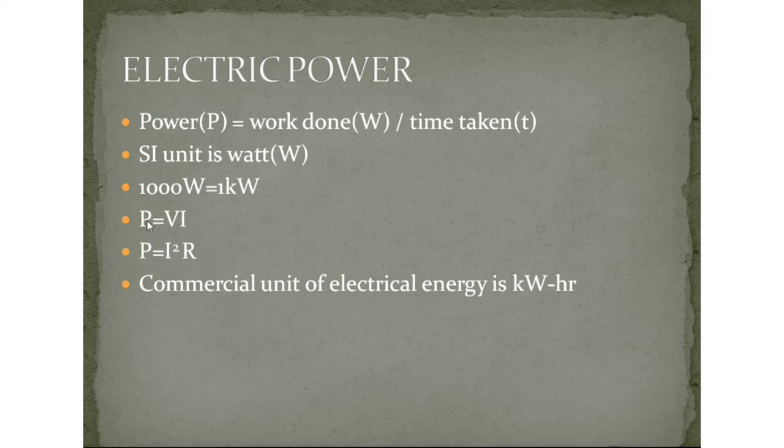How do you calculate power? The formula is P is equal to V into I. Power is equal to potential difference into current. Another formula you will use in solving several problems is P is equal to I square R, where R is the resistance. The commercial unit of electric energy is kilowatt hour. So this is the unit that is actually used commercially. When you get your electricity bill of your home or office, you'll get the unit as kilowatt hour.